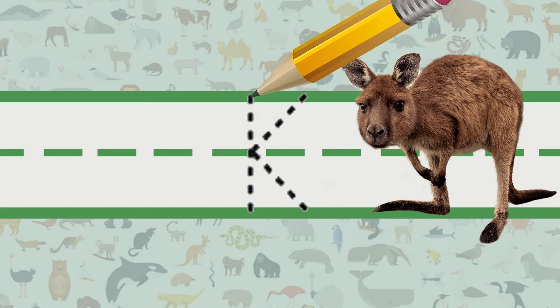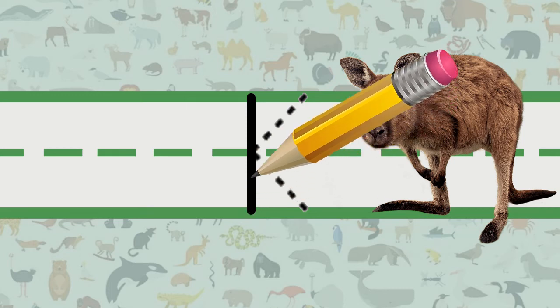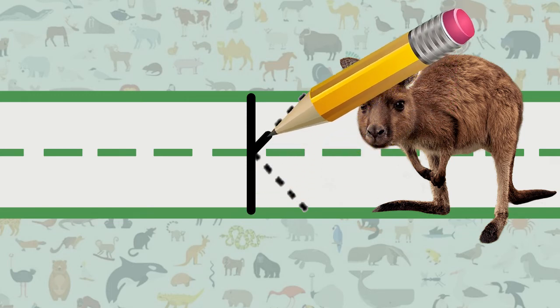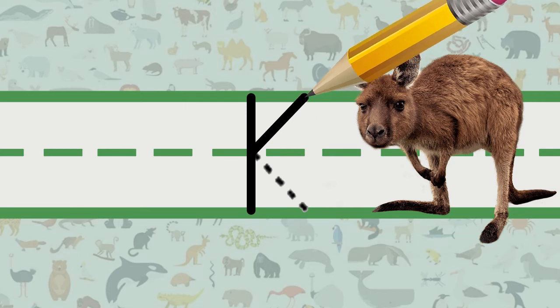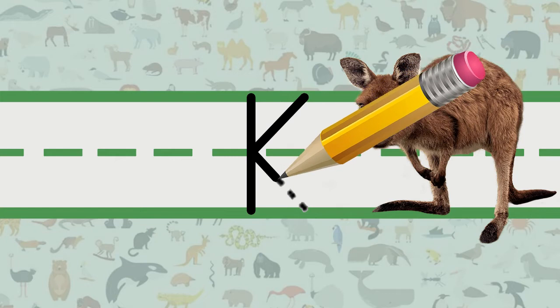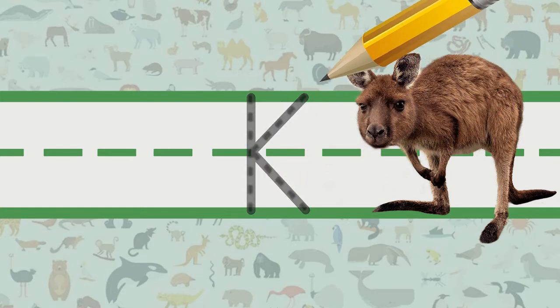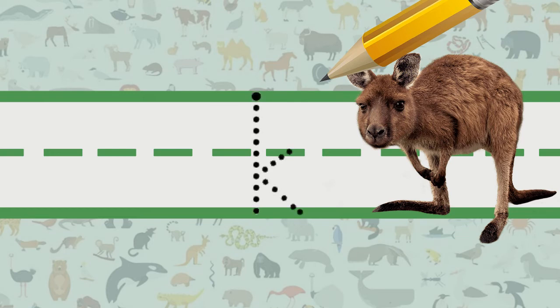Start at the top and draw a straight line down to the bottom. Then go to the middle and draw a diagonal line to the top. Then go back to the middle and draw a diagonal line down to the bottom. Good job! Let's do small k or lowercase k.